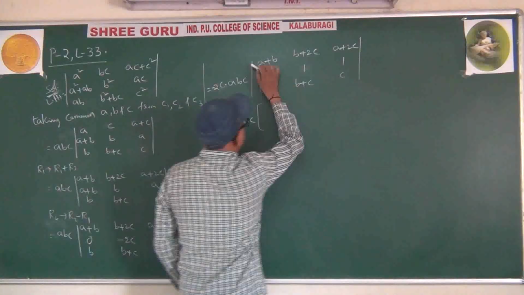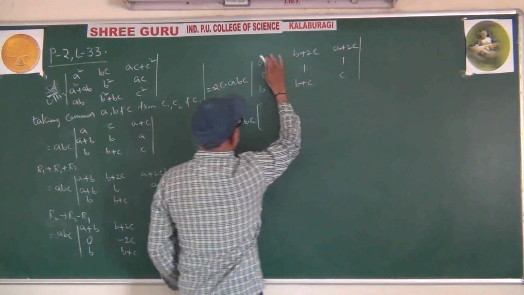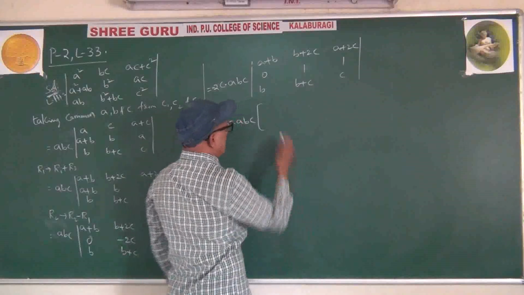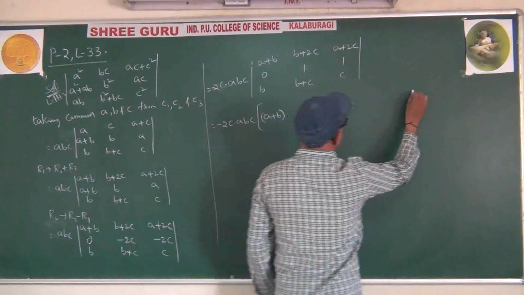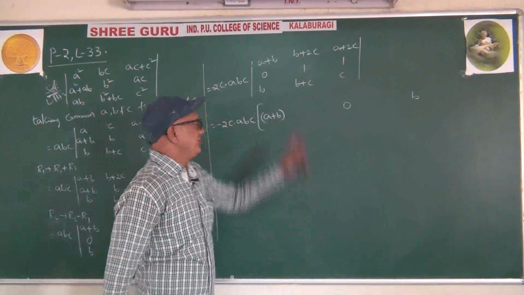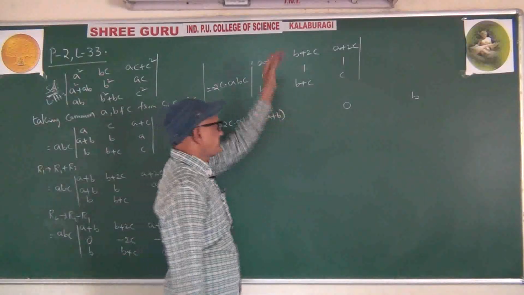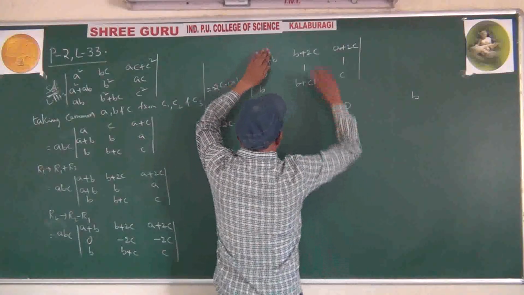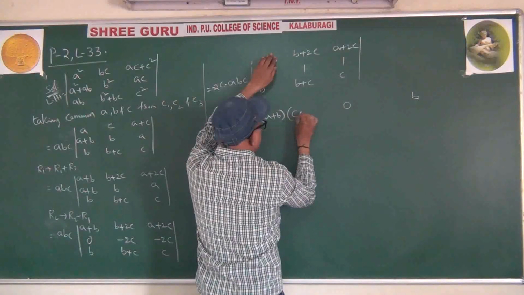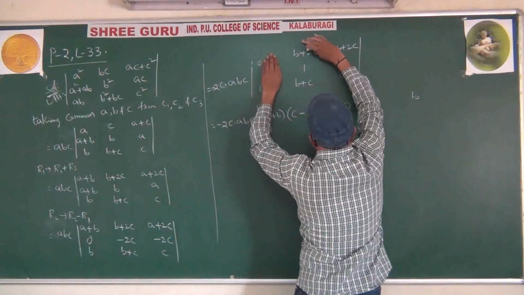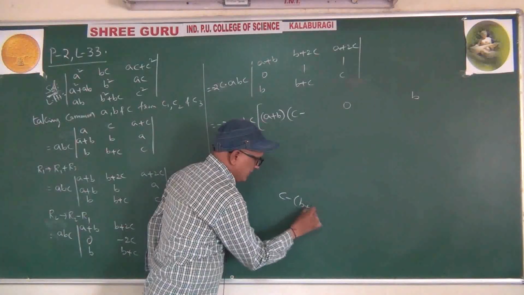Expansion by using first column. A plus B, 0. Because 0 is here, we can expand by using first column. A plus B, first column remove: 1 into C, C minus C, 1 into C, C minus of B plus C. C minus of B plus C, okay now.